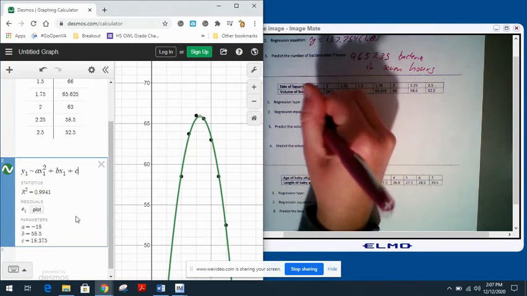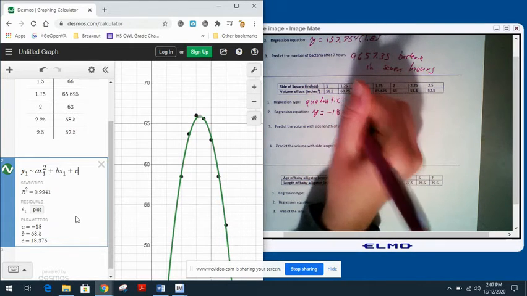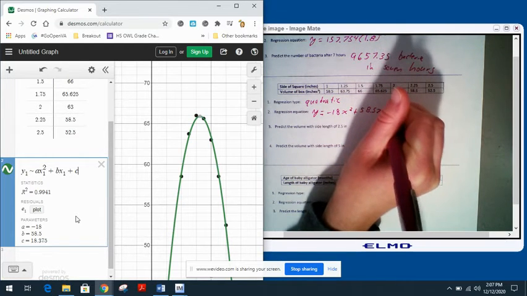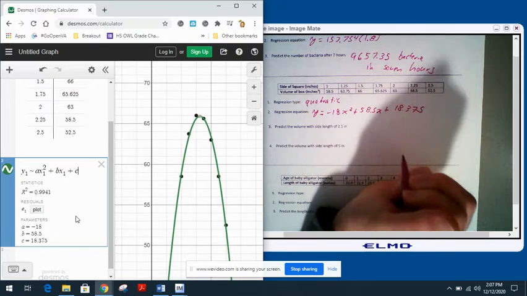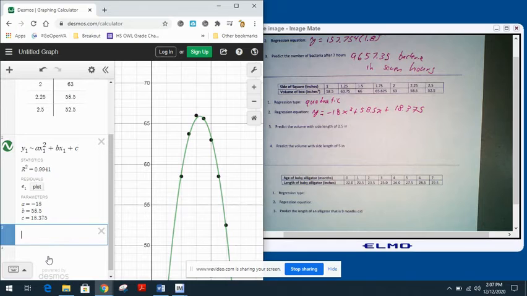So we're going to have y equals negative 18x squared plus 58.5x plus 18.375. And then we're going to predict the volume with a side length of 2.5. So from our table, we know it should hopefully be about 58.5 if we have a decent model here. So I'm just going to put x equals 2.5 in.